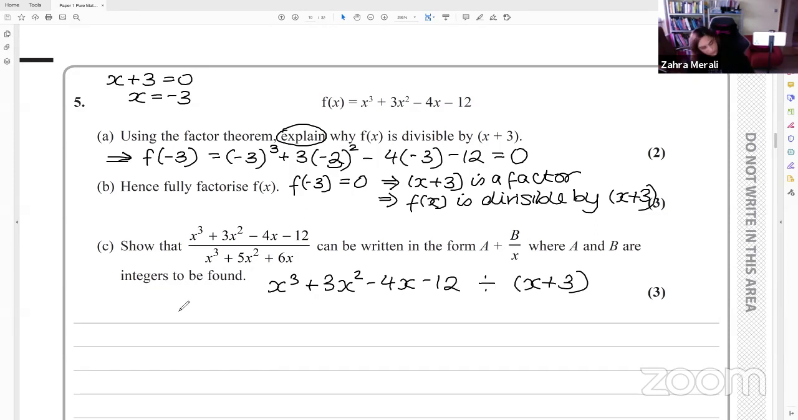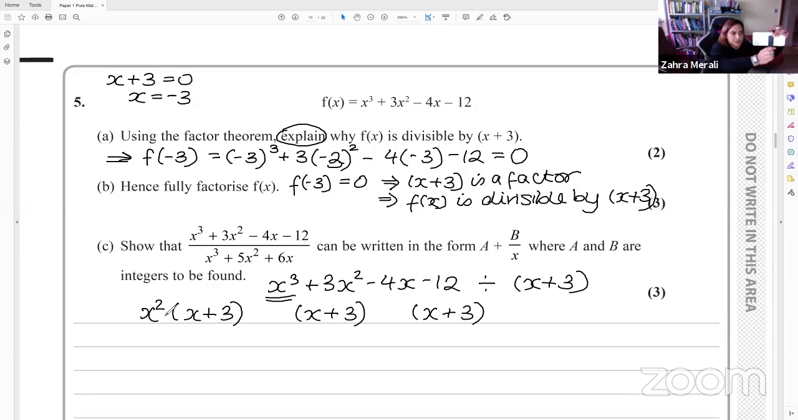So I know it's going to go in at least 3 times. So x plus 3, or potentially 3 times because I've got an x cubed. So I'm going to write it out 3 times. And then I say to myself, what do I multiply? I want to get this x cubed. So I'm going to put x squared outside this bracket because I know when I open it up, I'm going to get x cubed.